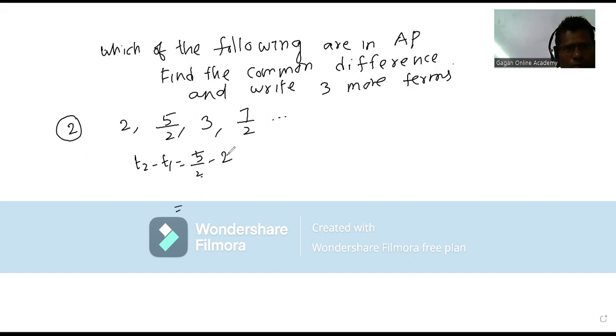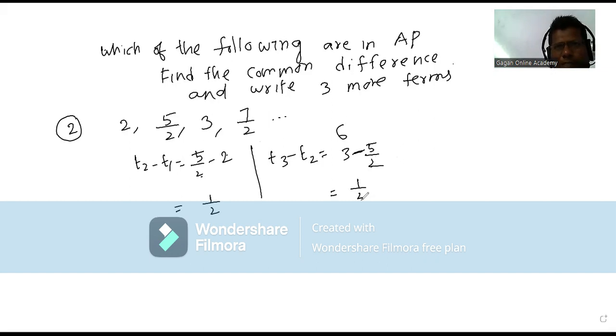2 twos are 4, 5 minus 4 is 1 by 2. Again find T3 minus T2. T3 is 3 minus T2 is 5 by 2. 2 threes are 6, 6 minus 5, 1 by 2. So here 1 by 2, 1 by 2. We got the same difference. That means these terms are in AP.